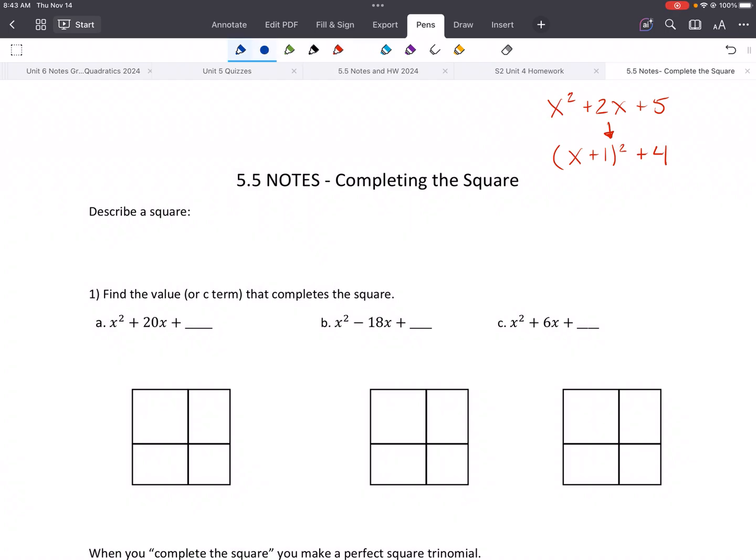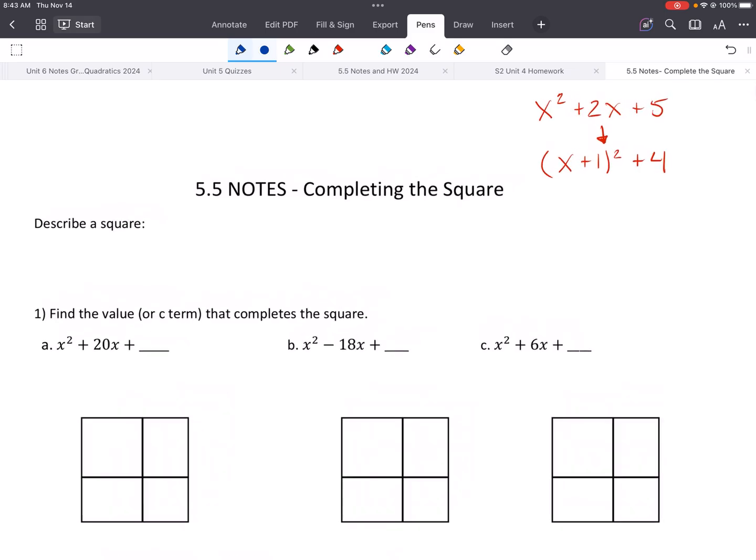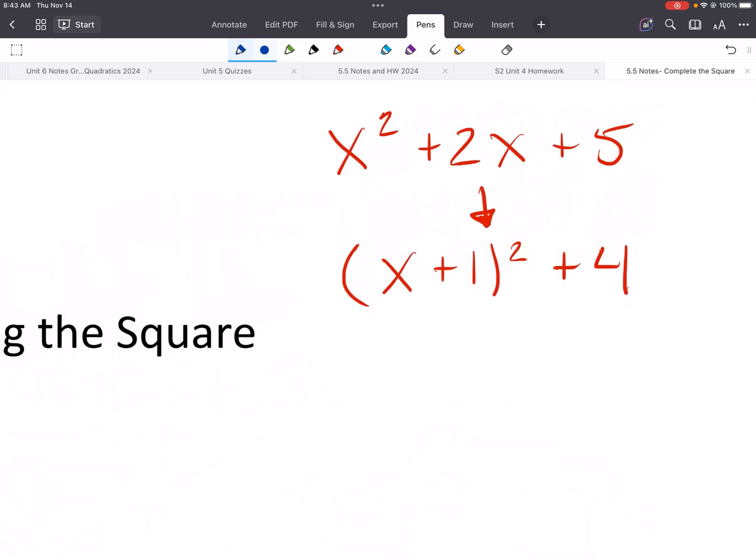Hey everybody, today we're doing 5.5, completing the square. When we complete the square, this is just the process of taking something from standard form to vertex form. So we're going to talk about how to do that.